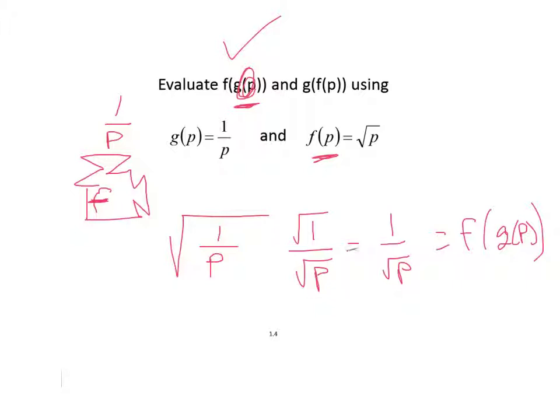So now what do we do? What do we do with the next one? We drop the square root function into the 1 over p function, right? So 1 over the square root of p. Look at that, it's exactly the same.